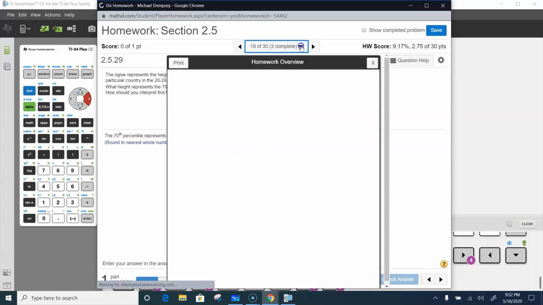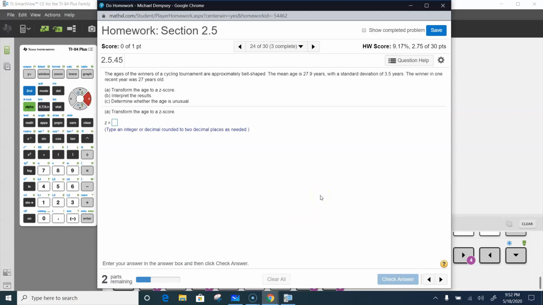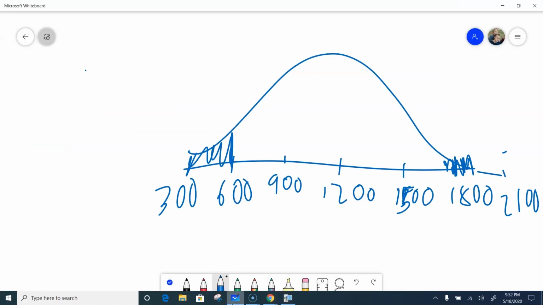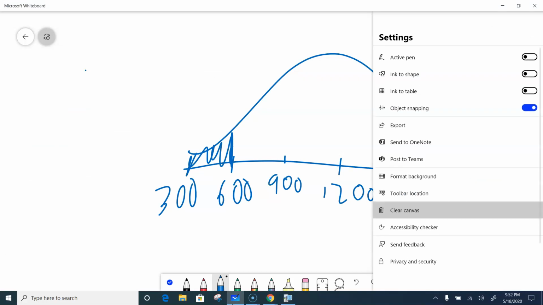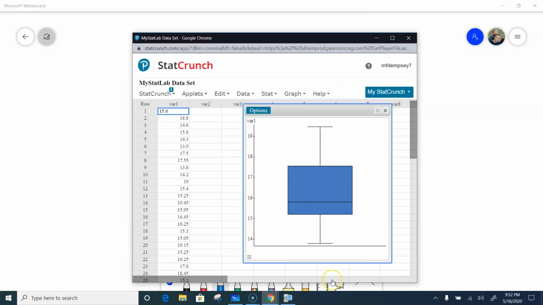Okay, I'm going to jump to number 24. Here we want to convert the values to z-scores. So you remember with a z-score, it's the raw score minus the mean divided by standard deviation. Okay, so the raw score is 27, the mean is 27.9, and we divide by standard deviation. So I'm going to take 27 minus 27.9, and then I have to divide that by the standard deviation.